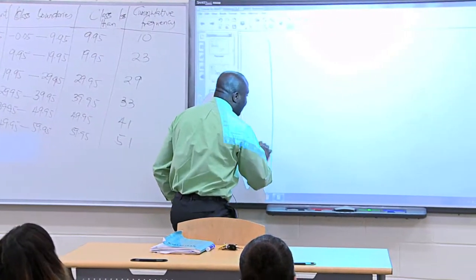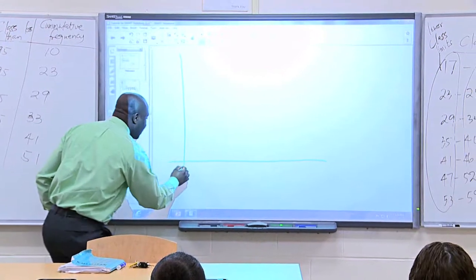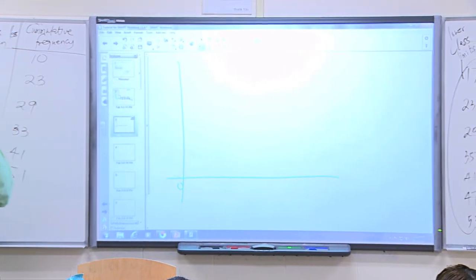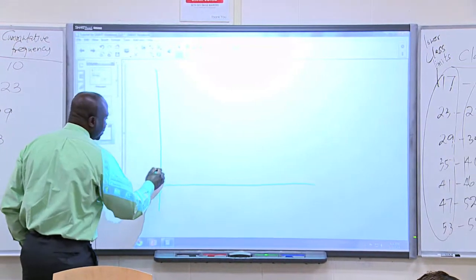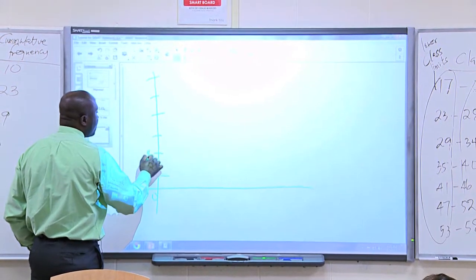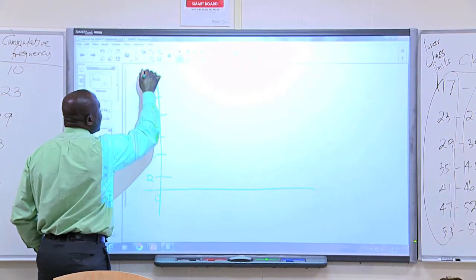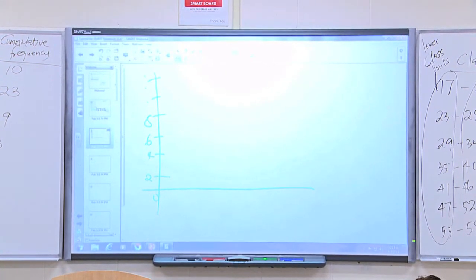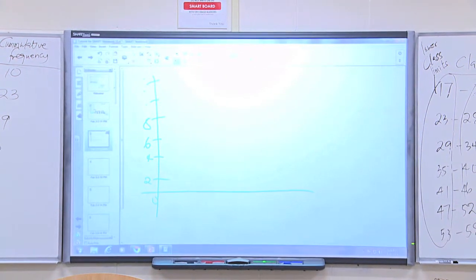I have this axis and that axis. This is 0, right? Now the frequency, what is the maximum? Yeah, 13. Highest is 13. So you can choose moving 2, 4, 6, 8. It goes on and on. The first class boundary, where does it start from?